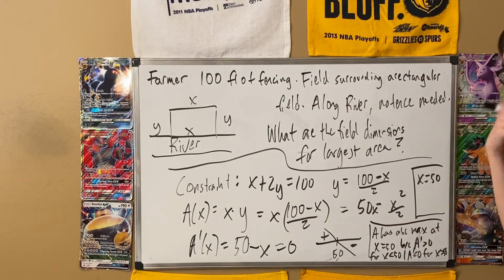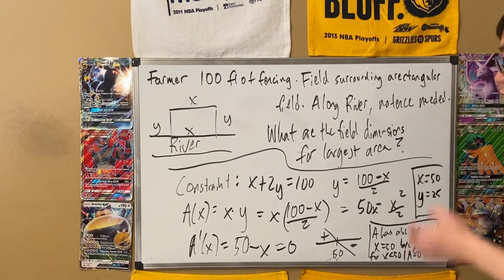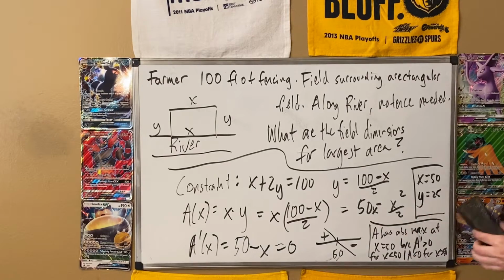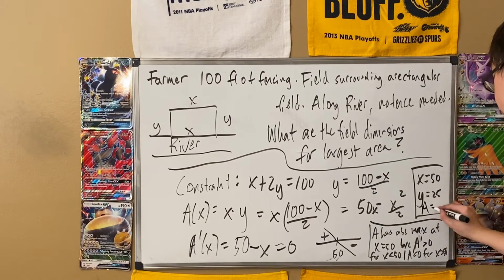What is y? Well, y is going to be 100 minus 50 divided by 2. That's going to be 25. Still pretty symmetrical. Finally, what's going to be the dimensions? It's going to be 50 times 25. 50 times 25 doesn't seem too bad. I think it's going to be 1250. So the area is 1250.